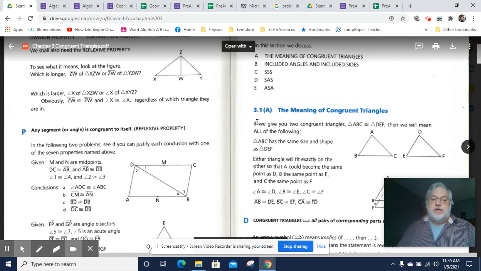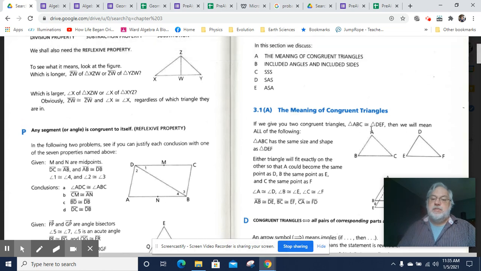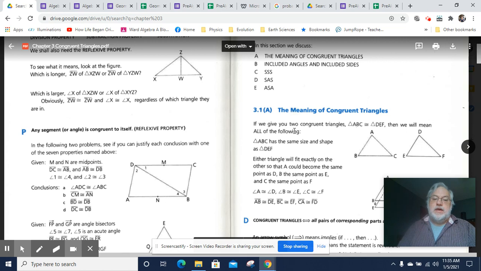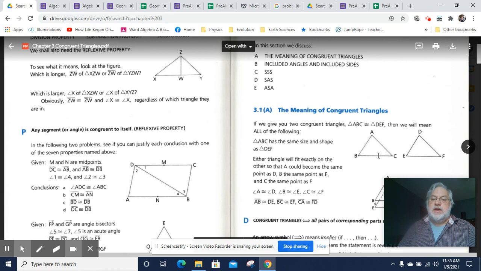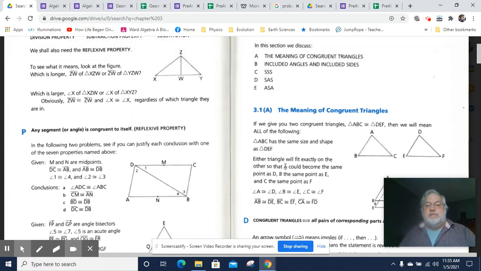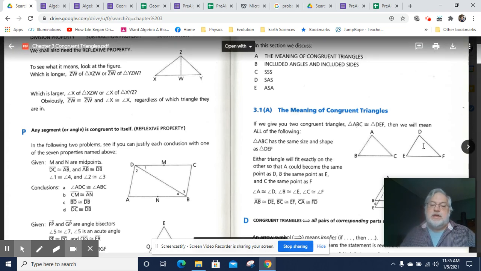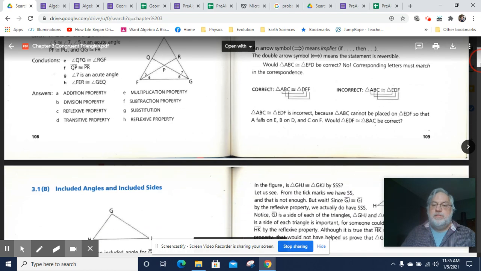So here we give you two congruent triangles. Triangle ABC is congruent to triangle DEF. And we mean all the following. We mean that triangle ABC has the same size and shape. The size is defined by the sides, and the shape is defined by the angles and their relationship amongst each other. So you could take this triangle and plop it right on top of that triangle, and they would be exactly on top of each other, and they would be congruent.